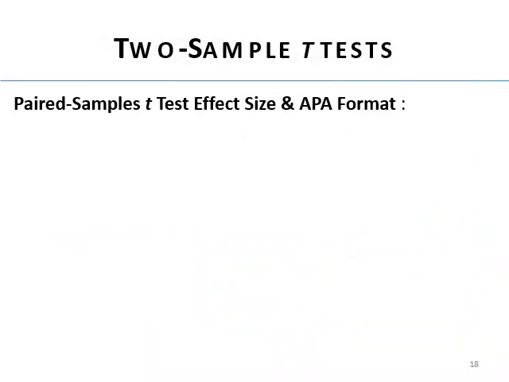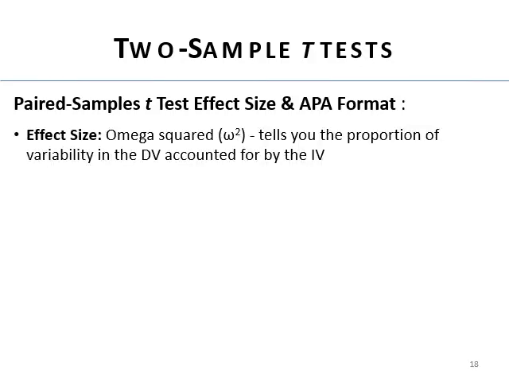Finally, let's see our measure of effect size and how we write this in APA format. Our effect size is again omega squared. And it still tells you the proportion of variability in the DV that's accounted for by the IV, or time here, remember. So the formula is a little bit different. Note that. It's still all on your output, but it is a little bit different.